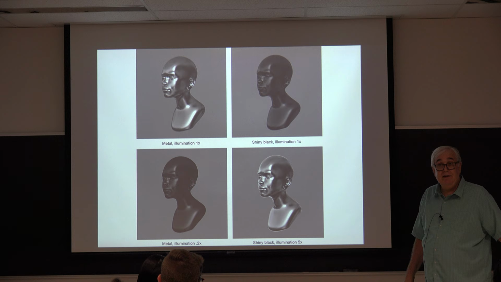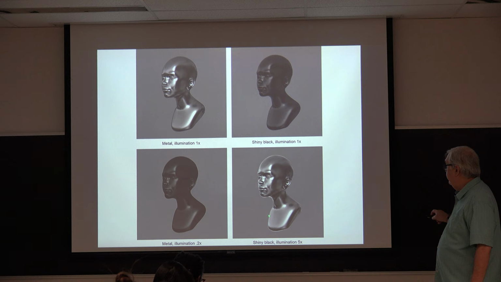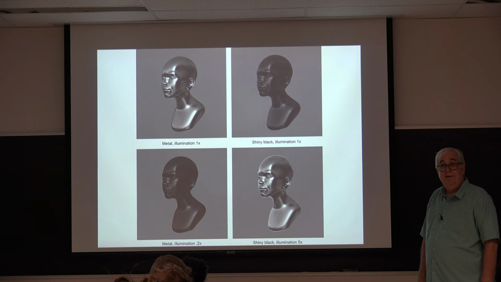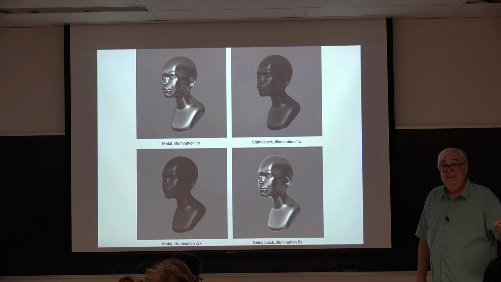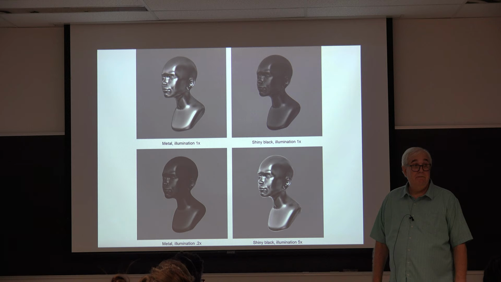Look around here at the periphery of his head and down here. You see that white, bright region around the edge? That's the Fresnel effect. You see that here, and here, not present. So if it's me looking at these things, and I know what to look for, I could tell you instantly, oh, this is a shiny black object because of that fringe. But naive observers don't do that. They rate this as metal and they rate that as shiny black. All right, so the intensity of illumination is playing a role here.